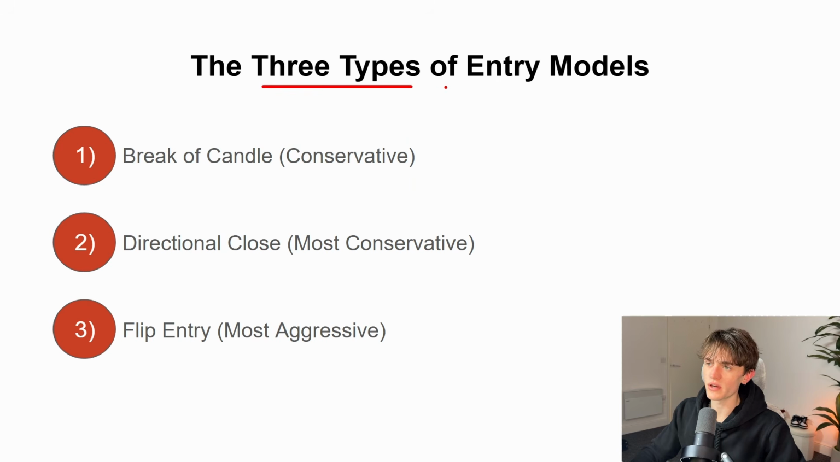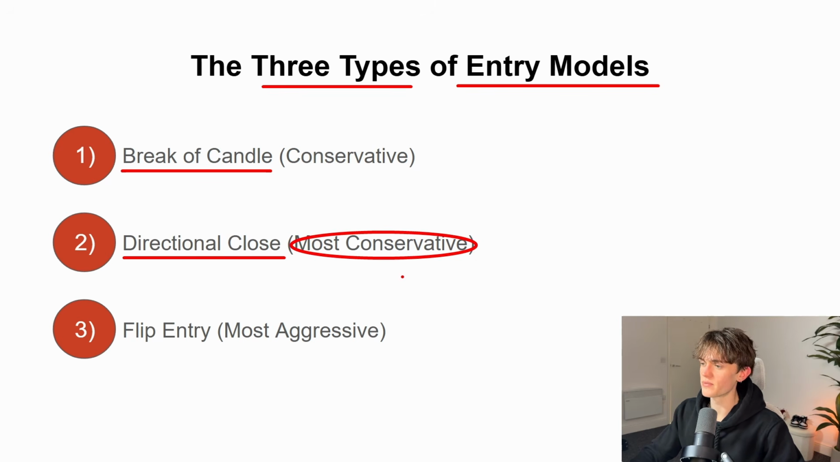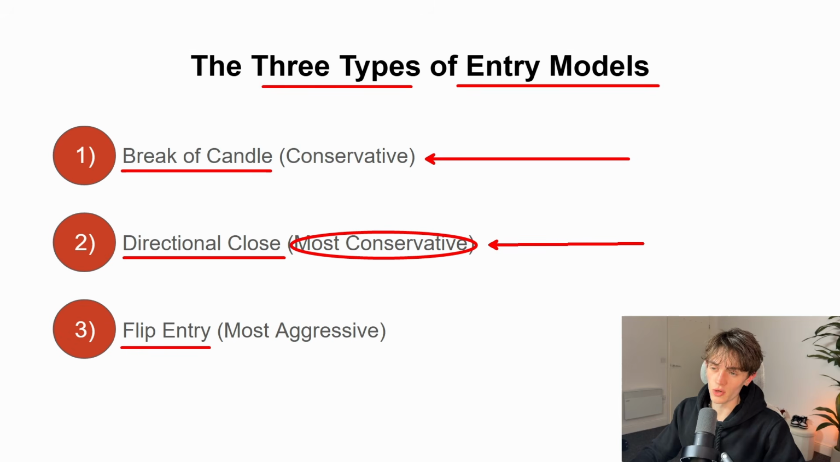We have 3 different types of entry models: the break of candle entry, directional close entry, which is going to be our most conservative, and the flip entry model. Each of these entry models is going to vary in terms of how conservative it is. And on top of this, they're all going to be used in different scenarios in the market.